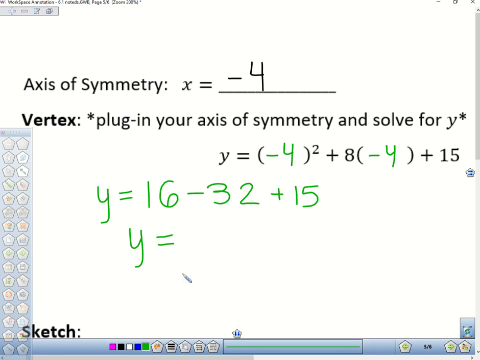16 minus 32 is negative 16. And one more: negative 16 plus 15 is negative 1. Good. So we finish it off. Negative 16 plus 15 is negative 1.